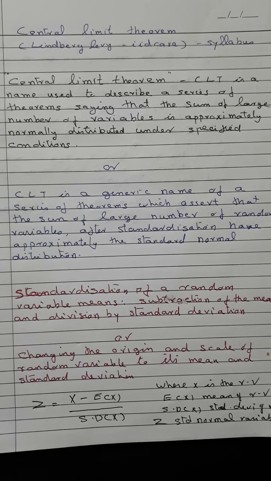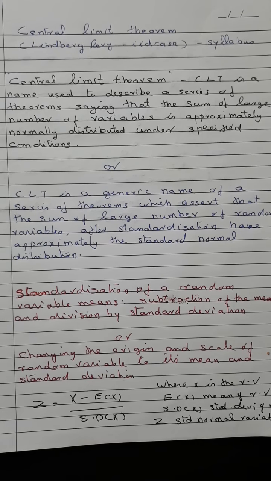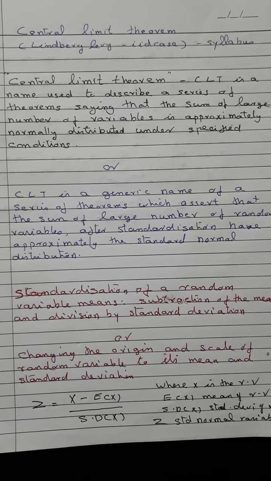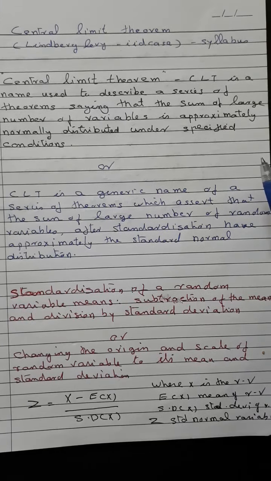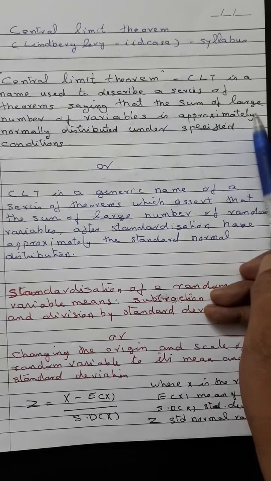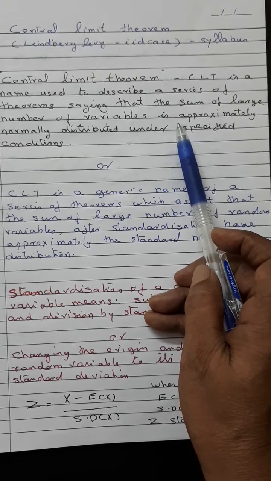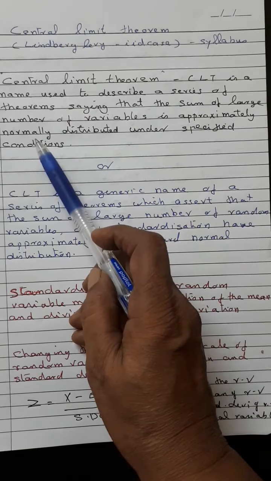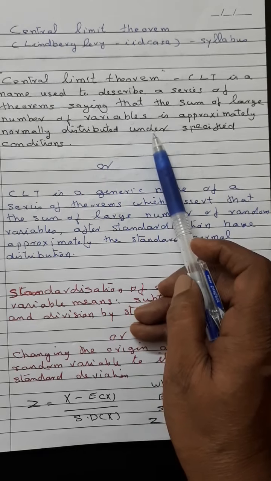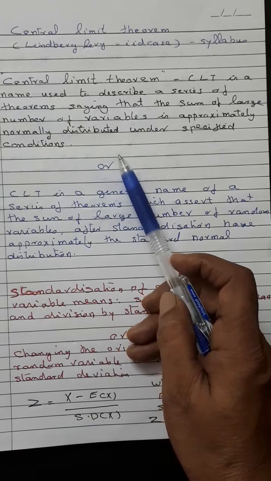Today we are going to discuss the central limit theorem, especially the Lindeberg-Levy theorem. So let us have a look at what is meant by the central limit theorem. The central limit theorem, that is CLT, is the name of a series of theorems. All the theorems say that the sum of a large number of variables is approximately normally distributed under specified conditions.